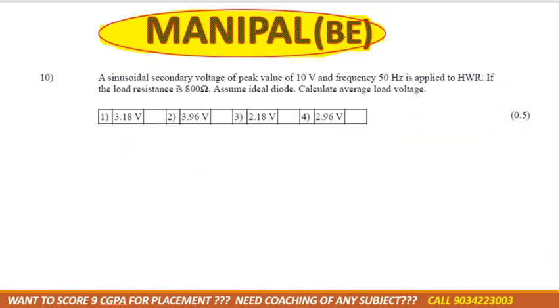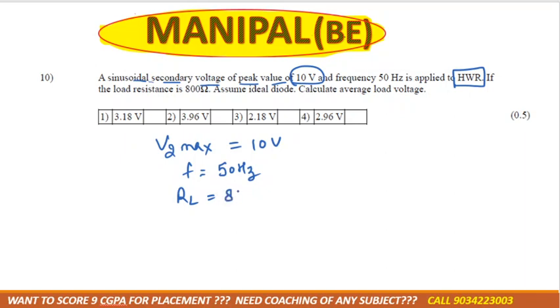10th question. In this they said a sinusoidal secondary voltage of peak value of 10 volt. Peak value means the maximum value, and they said secondary voltage, so it is V2 maximum is equal to 10 volt. Frequency is how much? 50 hertz. They said it is applied to HWR means half wave rectifier. Load resistance they have given 800 ohm. Assume it's an ideal diode, means diode resistance is zero. Calculate the average load voltage, means we need to calculate V average.